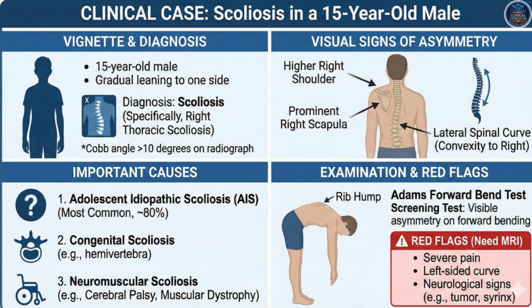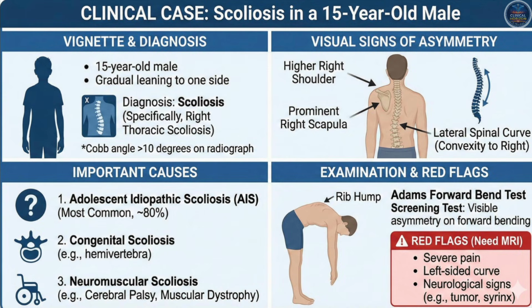Now we will discuss some extra questions. How would you examine this patient, or is this case worrisome? Adams forward bend test is the screening test. You ask the patient to bend forward with knees straight. In structural scoliosis, the rotation of the vertebra pushes the ribs backward on the convex side, creating a visible rib hump. Although this patient most likely has idiopathic scoliosis, it is essential to rule out any serious underlying pathology.